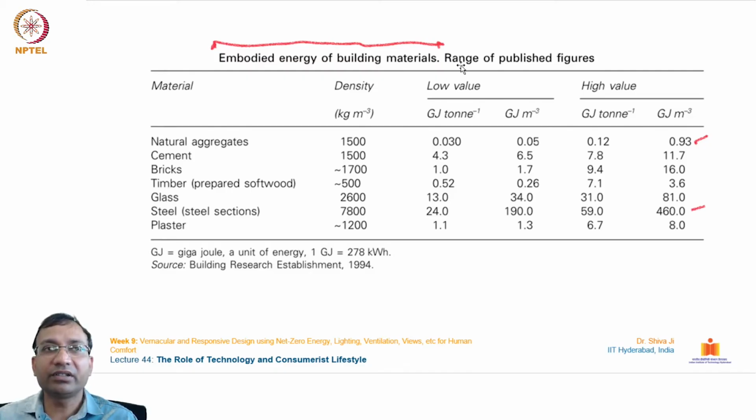So if you see, this is the embodied energy consumed by different materials. The natural aggregates, the very natural materials, utilize the lowest, less than 1 gigajoule per cubic meter, and the cement and the bricks use 11.7 to 16 gigajoules per cubic meter, and the timber takes only 3.6. Glass takes around 81, and the highest is taken by steel, which is 460 gigajoules per cubic meter. So that much energy is required to produce 1 cubic meter of steel.